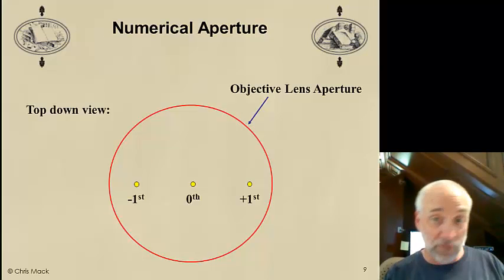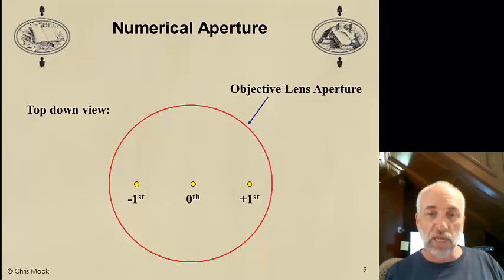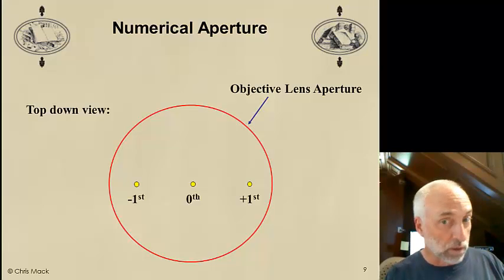Here's a top-down view. Of course, I was just looking at a cross-section before. Really, our lens is a two-dimensional shape. And in this case, the 0 and plus and minus first order go through.